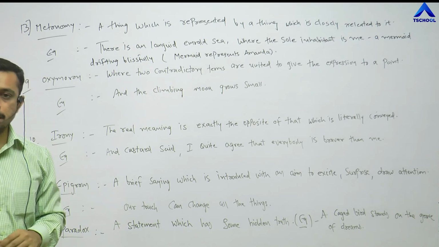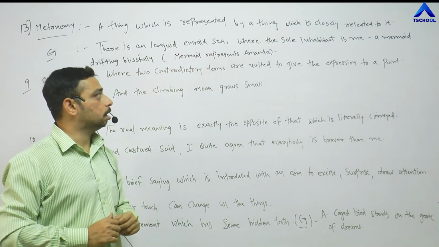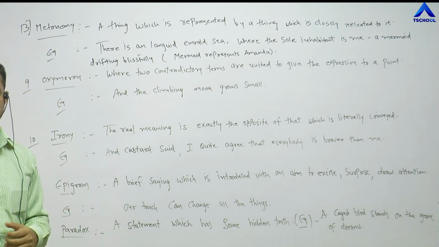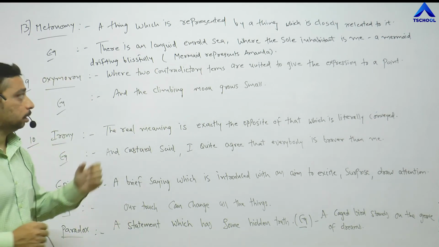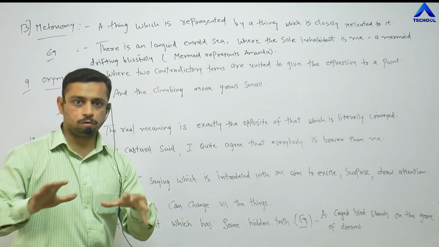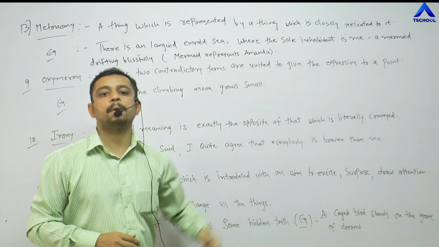Look at the example so you'll understand. There is a languid emerald sea where the sole inhabitant is me, a mermaid drifting blissfully. A mermaid drifting blissfully. Right? Here, the mermaid, you know what are mermaids? They swim in the water, right? They are fishes. Mermaid represents Amanda.